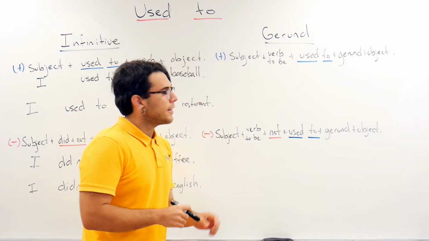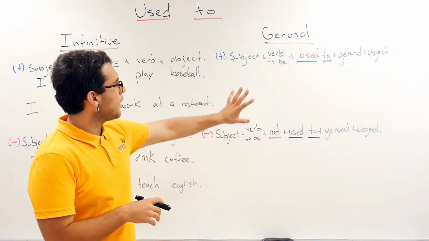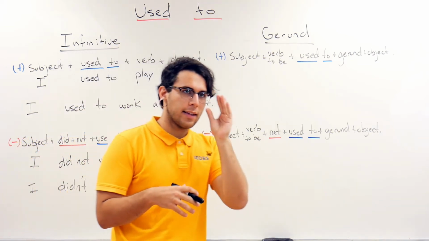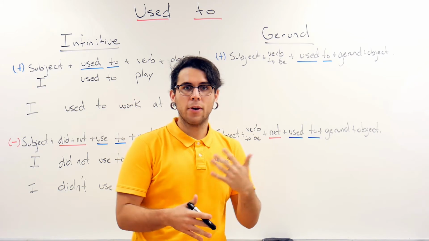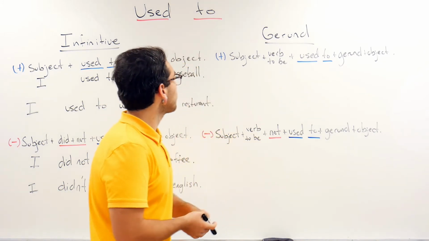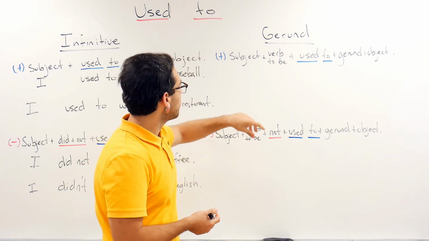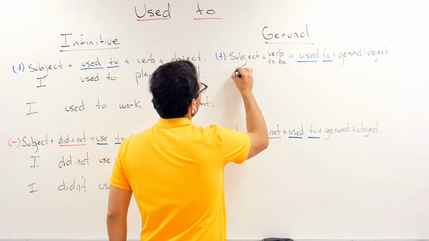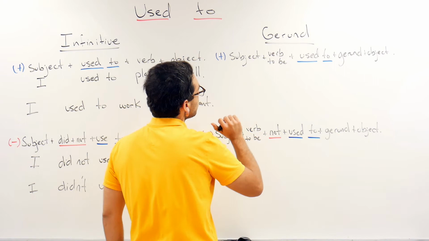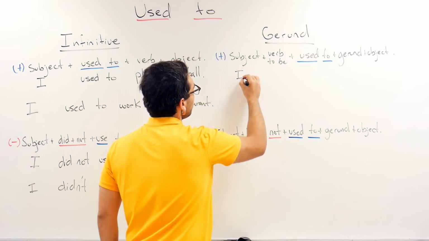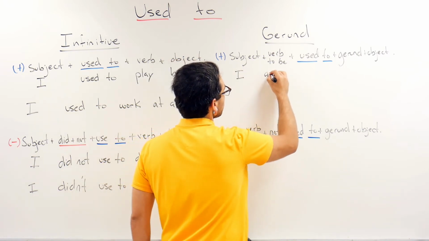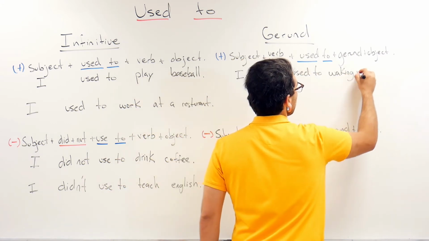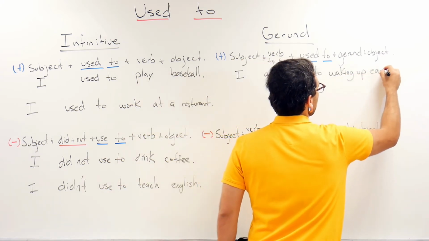Now, for gerunds, it's a little bit different. You use used to in gerund form whenever you talk about things that are normal for you or that happen with frequency. So here we'll start with the positive of gerund. Subject will be I. So we'll start here with I and a verb to be. So am, used to, waking up early.